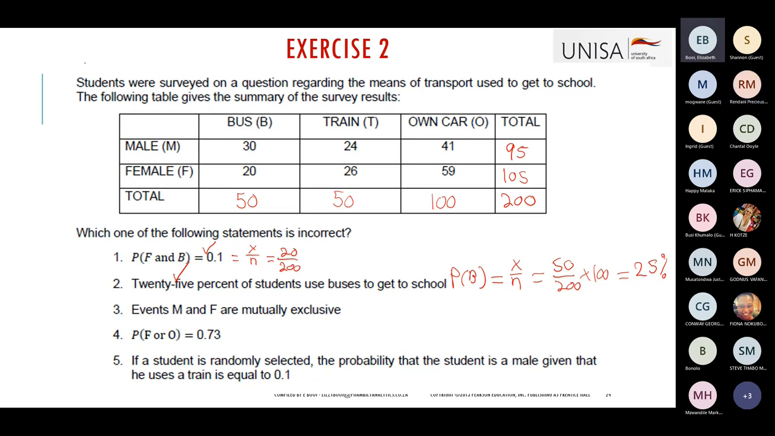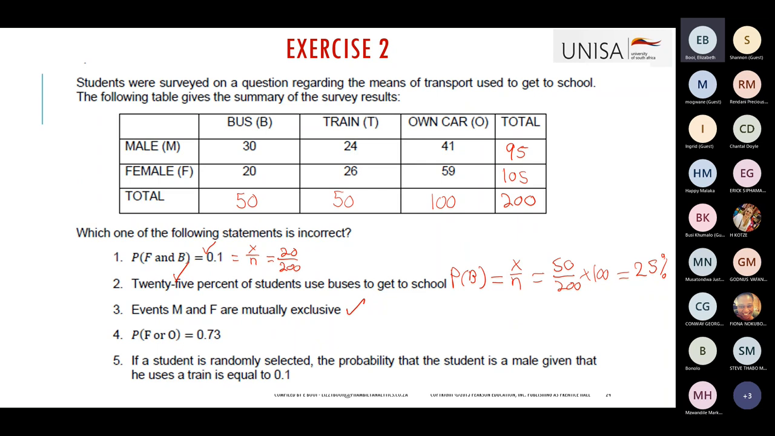Events M and F are mutually exclusive. True. That is correct, because male and female cannot happen at the same time. So that is correct.